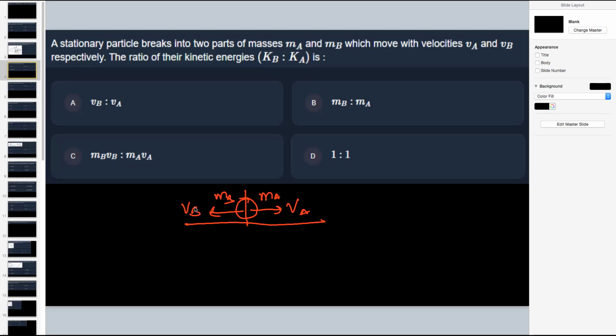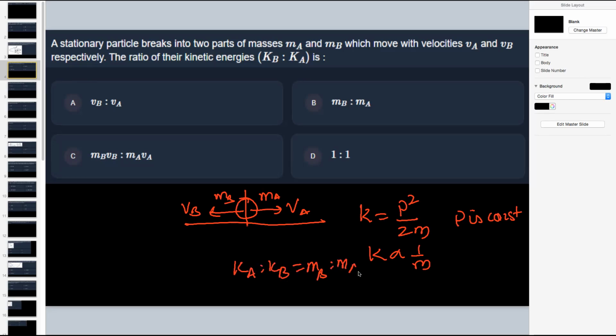Explosion is because of internal forces, so momentum is constant, conservation of momentum. You take kinetic energy, P square by 2m. Since momentum P is constant, then I can write K proportional to 1 by m. So what is the energy ratio? Ka is to Kb is Mb is to Ma.